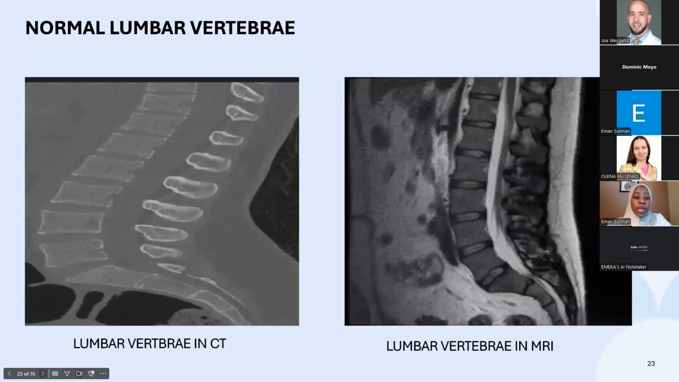Here we have a normal lumbar vertebrae. It's slightly curved. It has this natural curve here. This is the lumbar vertebra in CT, and here it is on the MRI.